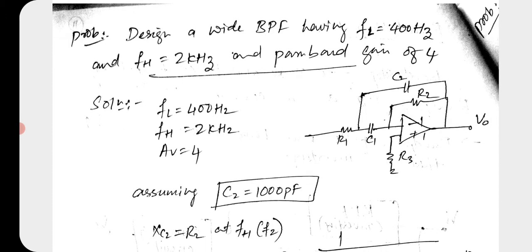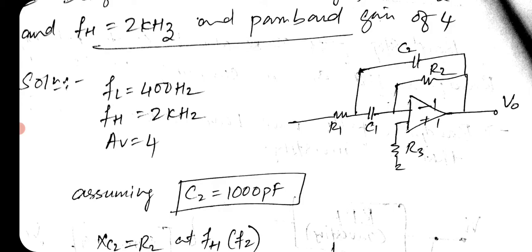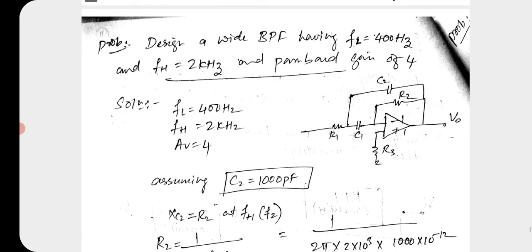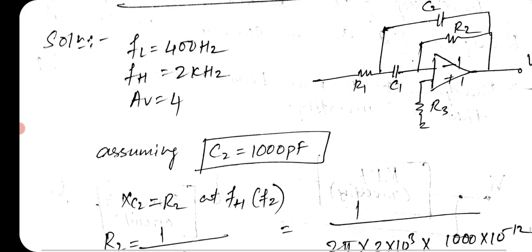Now let us see this problem. Design a wide band pass filter having FL equal to 400 Hz, FH equal to 2 kilohertz, and pass band gain of 4. It's an important problem. Just concentrate here, all of you. This is what the band pass filter diagram is. You need to remember. Okay. FL is 400 given, FH is 2 kilo, and AV is equal to 4.